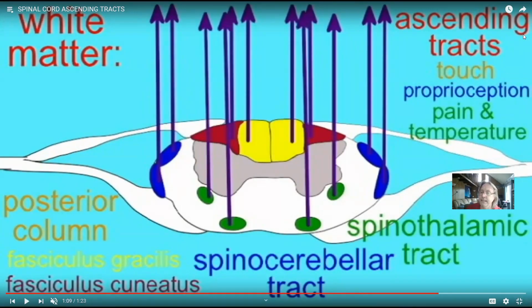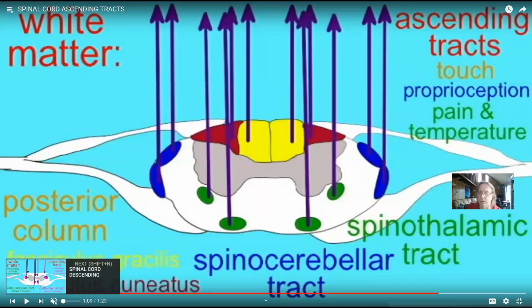And among the ascending tracks, pain and temperature information is going up in a different place than touch information or proprioception. That's the ability to know where your body parts are at one time. Many of these tracks, you know that they're ascending just by looking at the name. Spinothalamic, starting in the spinal cord, going up to the thalamus. Spinocerebellum, starting in the spinal cord, going up to the cerebellum.